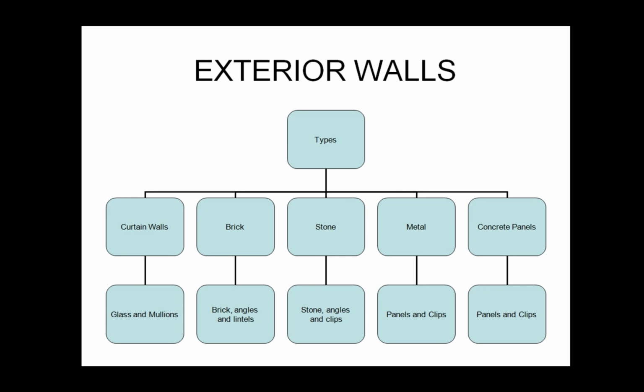So when you're using those exterior walls, the ways that you connect them differ. The curtain walls will have glass and mullions, and we'll show you what a mullion is in a minute. Brick has lintels and angles to help connect it to your structures. Stone, again, uses stone angles and clips if you're doing some kind of fancy stone design. Metal uses panels and clips as well, and concrete panels use panels and clips.